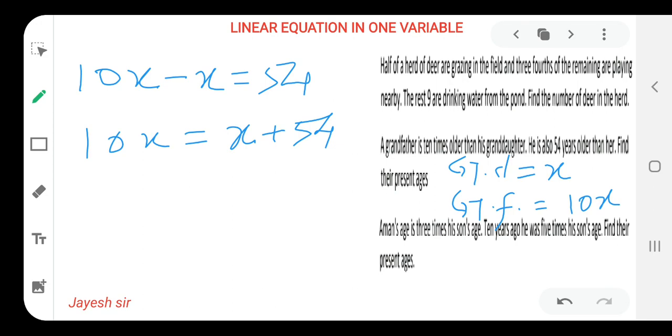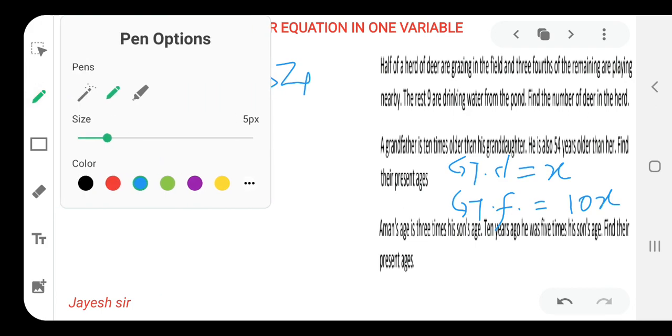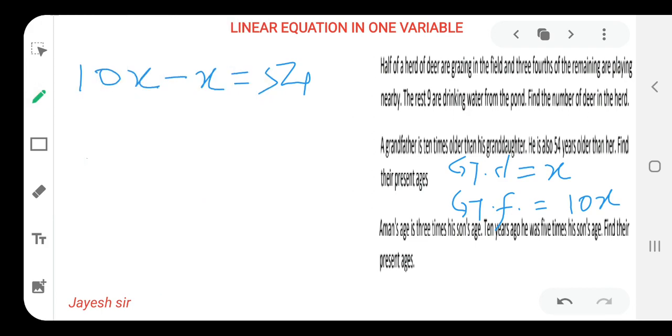Either of the equations we can make, because in the next step we'll definitely solve and get the answer easily. That's the only thing. So you can make any of the two equations. I'll prefer the first equation as it is good for solving. So let's solve it as per the first equation. Now this is the equation we have formed.